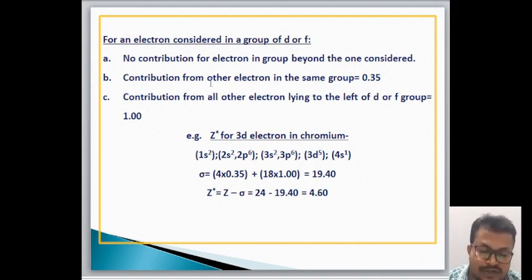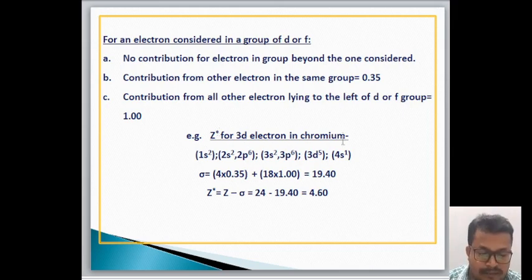The next rule is contribution from other electrons in the same group: 0.35. That means for the group in which that particular electron is present, the contribution will be 0.35. Then the contribution from all other electrons lying to the left of the d or f group will be 1. That means the contribution from all other electrons present on the left-hand side of that particular group will be 1. In this case, we are going to find out the effective nuclear charge for a 3d electron in chromium.